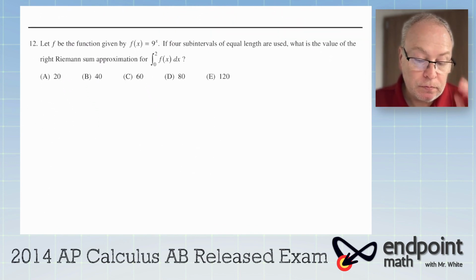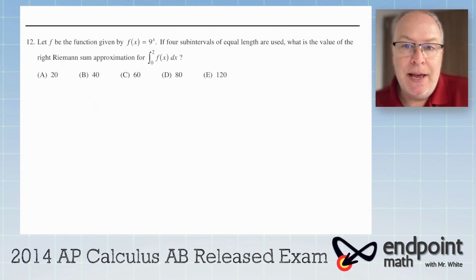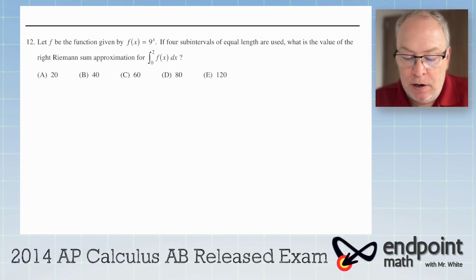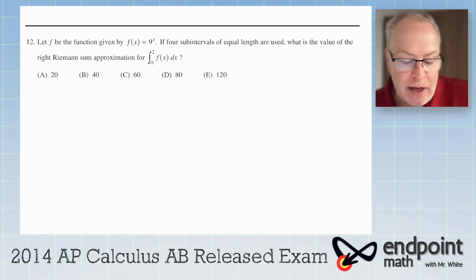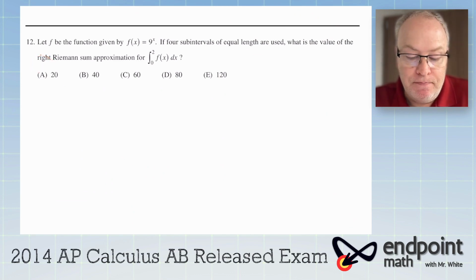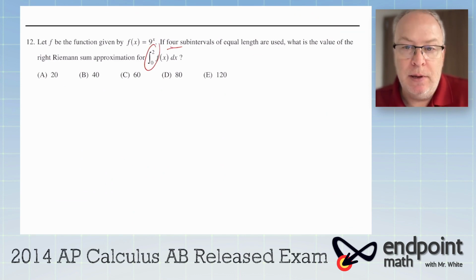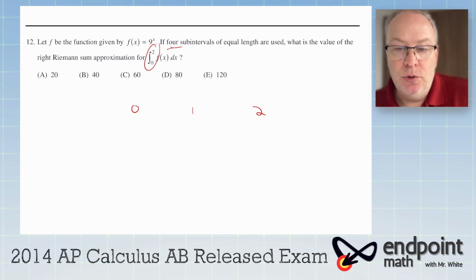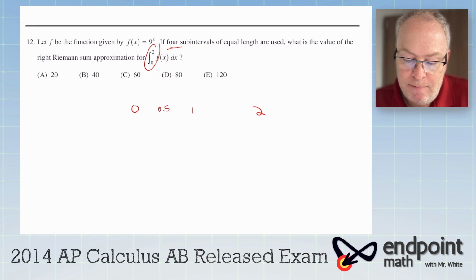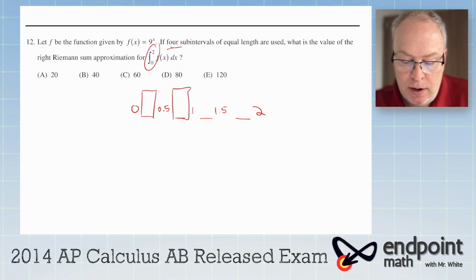Okay, number 12. We have a function given by 9 to the x. If 4 subintervals of equal length are used, what is the value of the right Riemann sum? Okay, so we're going to divide this into 4 subintervals. So from 0 to 2, that would be 2 subintervals. Now if I insert a 0.5 there and I insert a 1.5 there, now I've got 1, 2, 3, 4 subintervals, right? Now we're going to create rectangles and we're going to figure out the areas of all those rectangles.